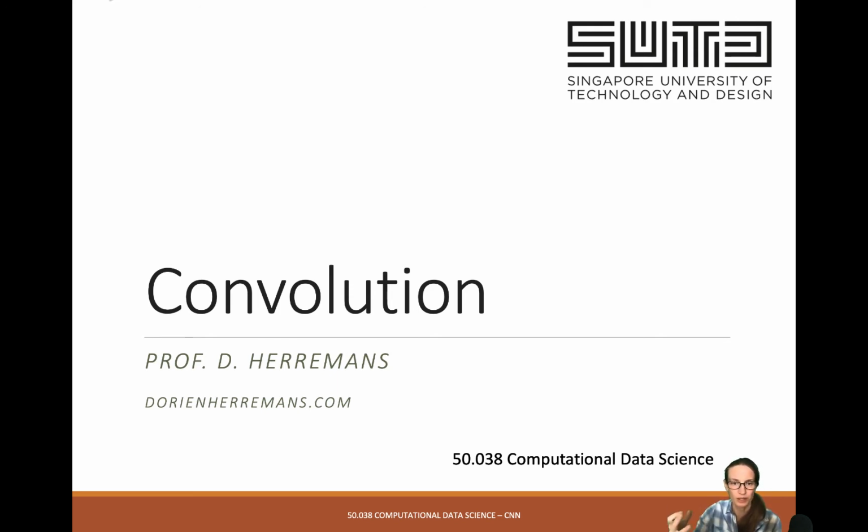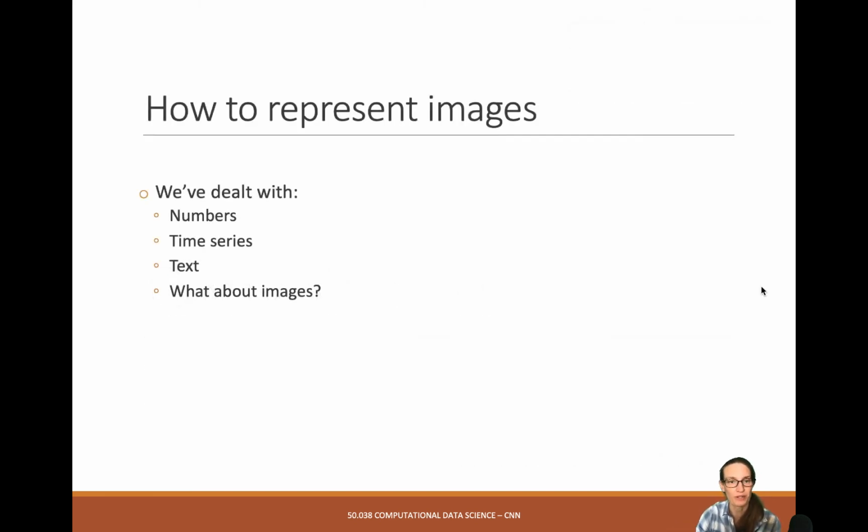How do we deal with input in which the representations and the relationships within the representation are important? For that, we use convolutional neural networks. So convolutional neural networks' first application was image representation. So let's have a look at how we represent images.